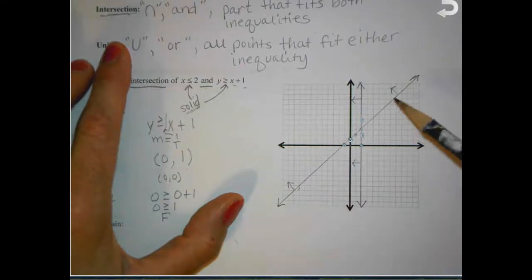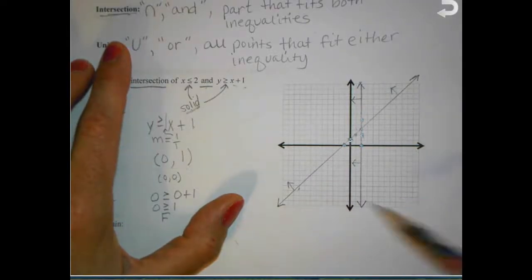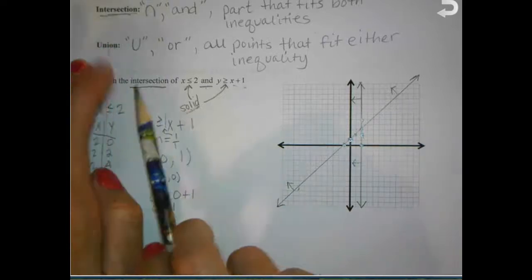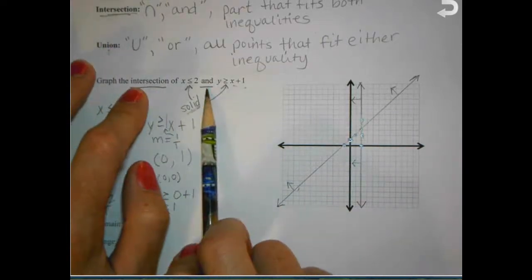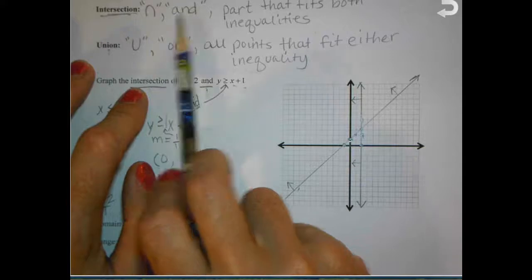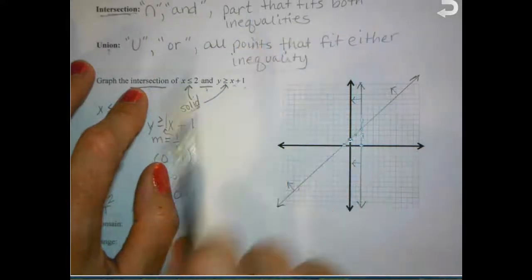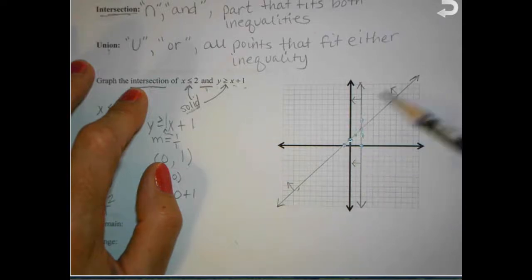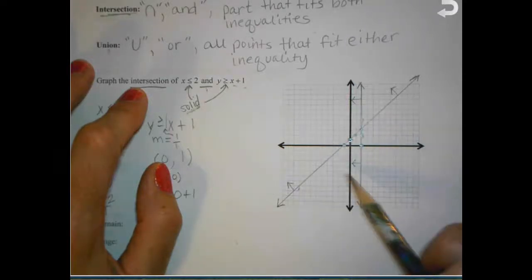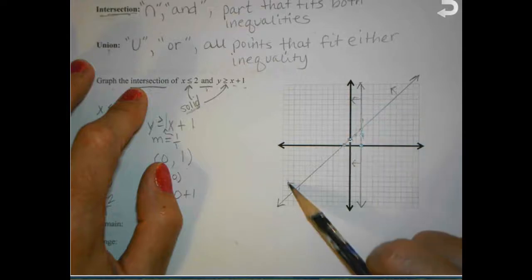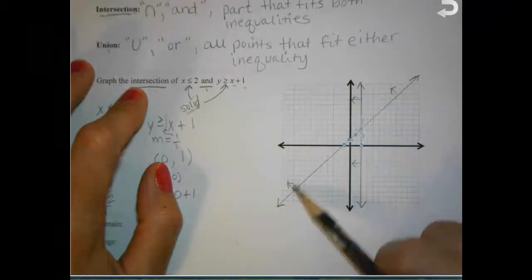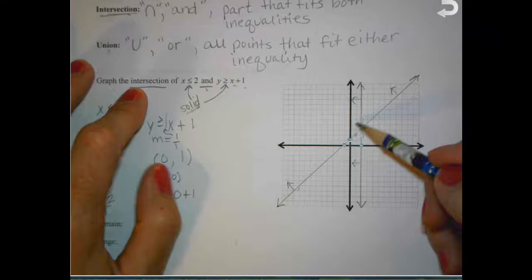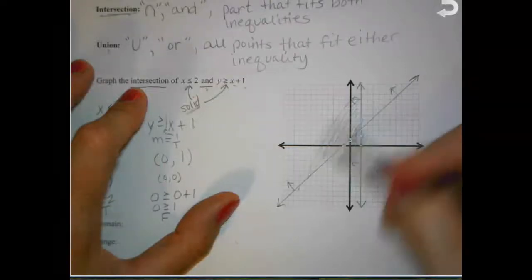Now when I want to actually figure out where I need to shade, I look back, I needed the intersection, and my intersection means the part that fits both inequalities. So if I look at my shaded areas, or where I should shade, it's all in this area here. This part over here is left unshaded for both lines. But what I need to see is that this one and this one point right to each other. They're pointing to the same region there. That's going to be the part that's in common, so I can just shade that part.